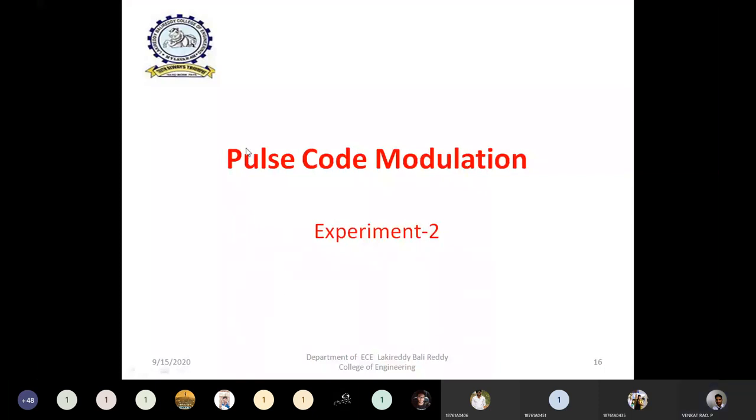So what is pulse code modulation and how is it useful in practical applications of communications, and how is this pulse code modulation performed by using a hardware kit in our laboratory? All these things I will explain in this particular class.